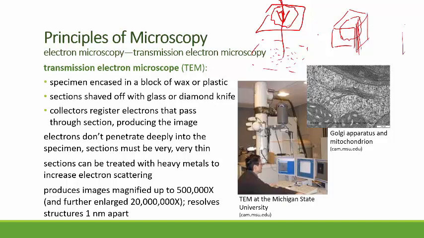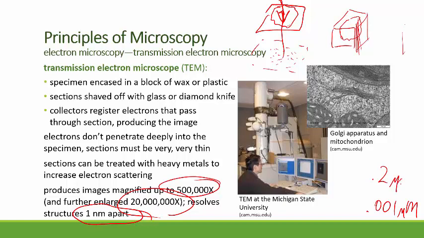With TEM, or transmission electron microscopy, we can produce images that are magnified 500,000 times, and then you can further enlarge that using the computer up to 20 million times, and it has the capacity to resolve structures that are 1 nanometer apart. That's the same as 0.001 micrometers. That is much better than the 0.2 microns that the light microscope allows us. We get significantly greater resolution.